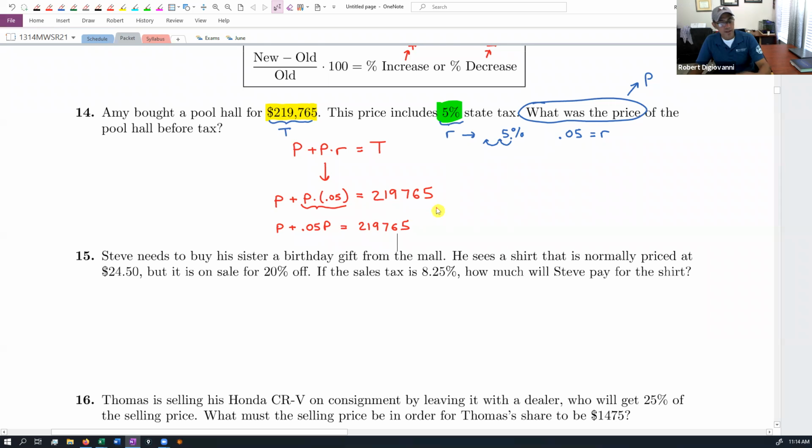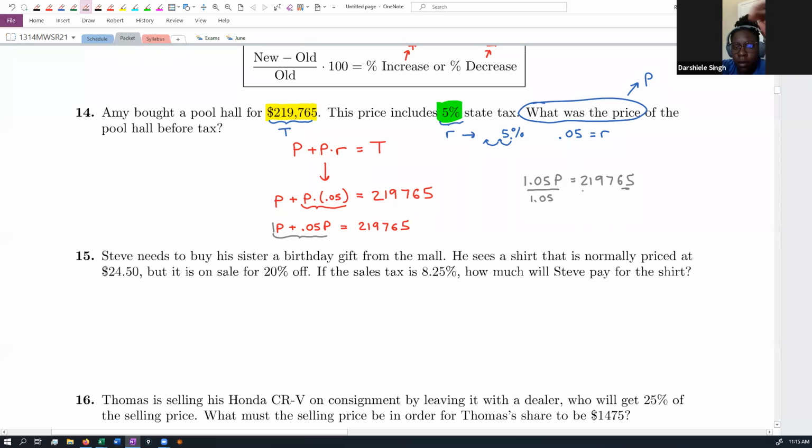In this case, we want to combine these two together. So all we do to combine those is we look at the coefficients. We look at the numbers in front and add them. So we're going to take the 1 in front of this P, add the 0.05. That gives me 1.05 P equals 219,765. And now to get P by itself, I will divide both sides by 1.05.